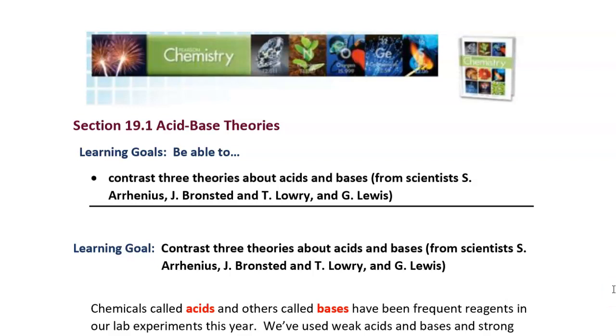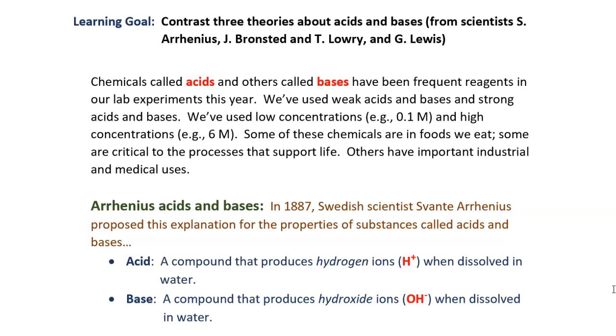Learning goals are to contrast three theories about acids and bases from three different scientists. One scientist's last name is Arrhenius. Then there's a pair of scientists that worked together on a second theory. Their last names were Bronsted and Lowry. And a third scientist is Lewis. So let's look at that learning goal and examine the theories from these different scientists.